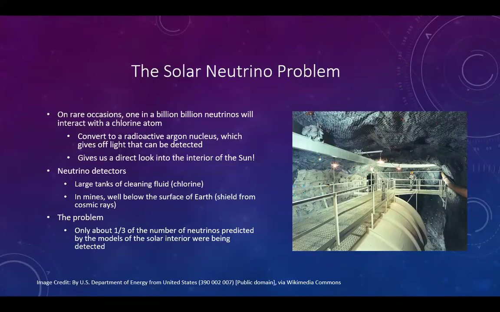On rare occasions, 1 in a billion neutrinos will interact with a chlorine atom and convert to a radioactive argon nucleus, which gives off light that can be detected.